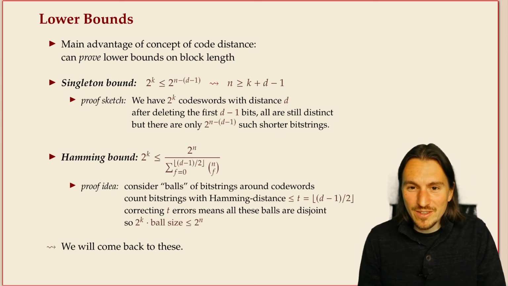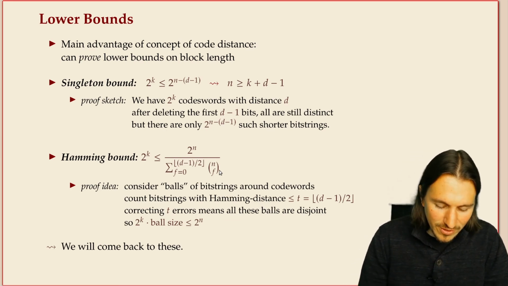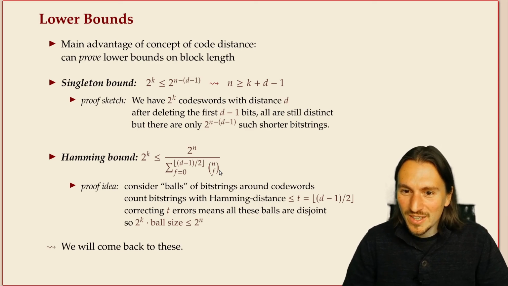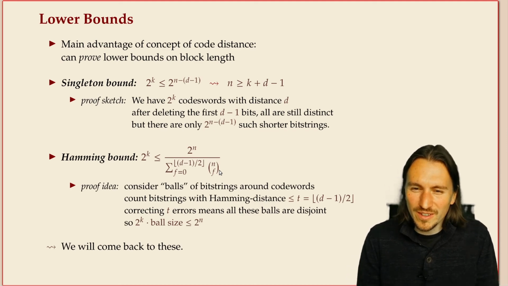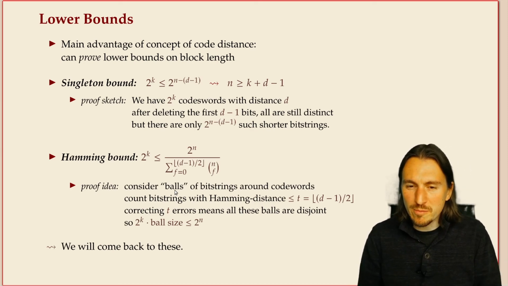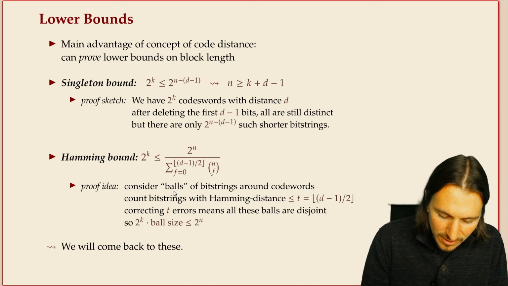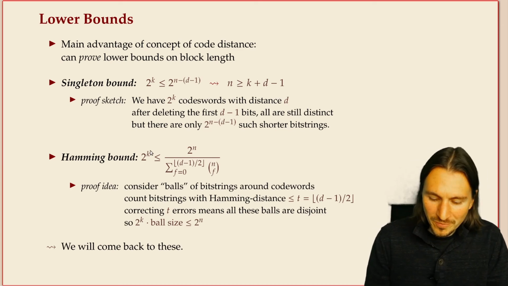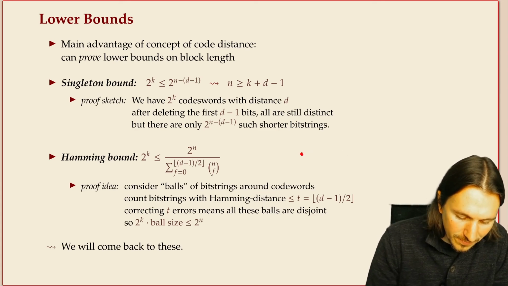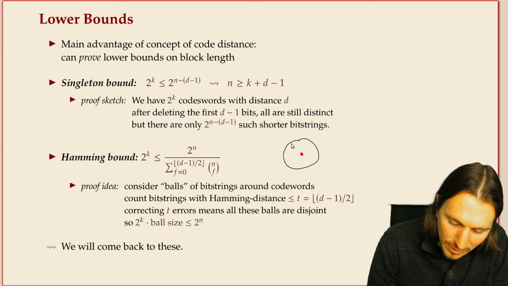The second lower bound is the Hamming bound, and it has a more complicated form. So these are binomial coefficients. Read about those on Wikipedia if you've never heard about them. But without discussing the details, the idea is to count how many things we cover with balls of a certain size. So we have 2 to the k code words, and each of these code words is the center of a circle. And I take, again, this d minus 1 over 2. So I have these non-overlapping circles.